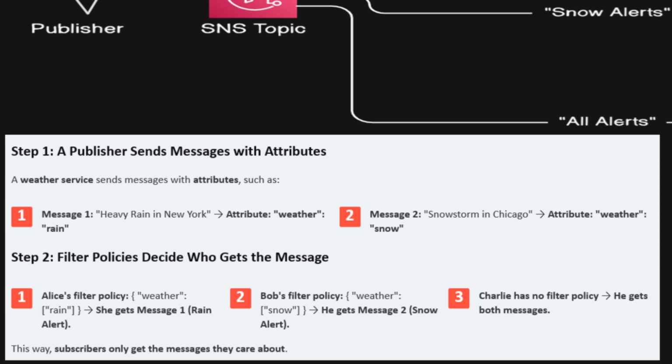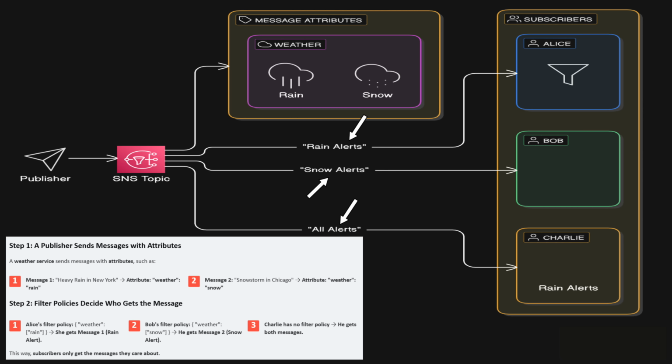Step 2 is filter policies decide who gets the message. Alice's filter policy mentions weather equal to rain, so she gets the rain alert. Bob's filter policy mentions weather equal to snow, so he gets the snow alert. Charlie has no filter policy, so he gets all the alerts. This way, subscribers only get the messages they care about.